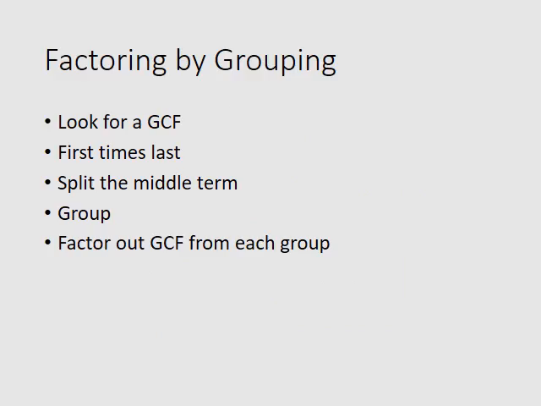So to wrap this process up again, you want to look for a greatest common factor first. Then do your first times last and split the middle term, which is going to give you your pants. Then you're going to group those and factor out the common factor from each group, and then you'll be left with your factors that you need. And that is how you factor by grouping.